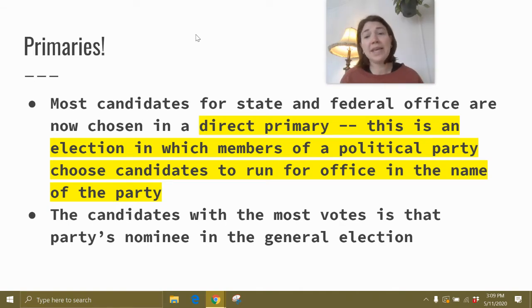But most candidates for state and federal office are now chosen in what's called a direct primary. That's an election in which members of a political party choose candidates to run for office in the name of that party. So who is going to be the Republican nominee? Who's going to be the Democratic nominee for president? That's how we find out, through the primaries. The candidate with the most votes in that party's primary is that party's nominee in the general election.